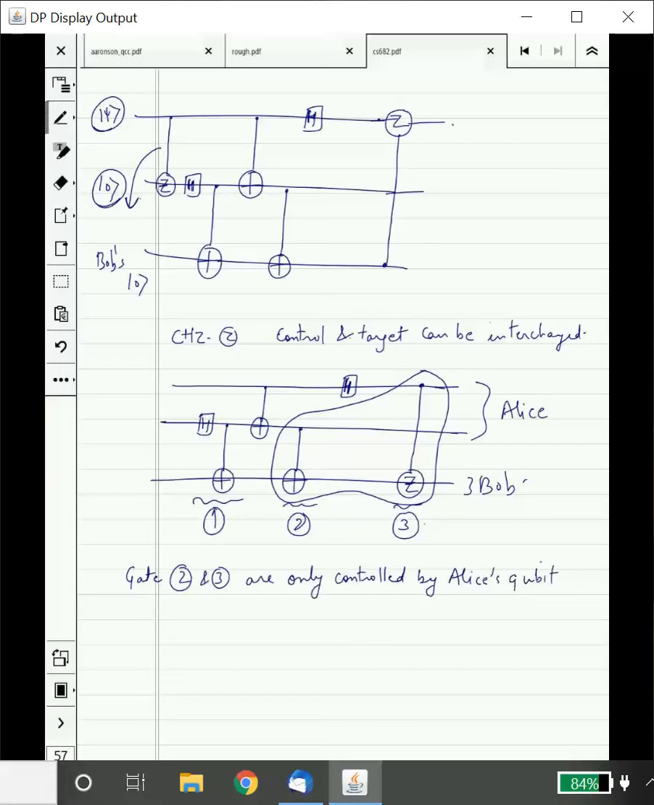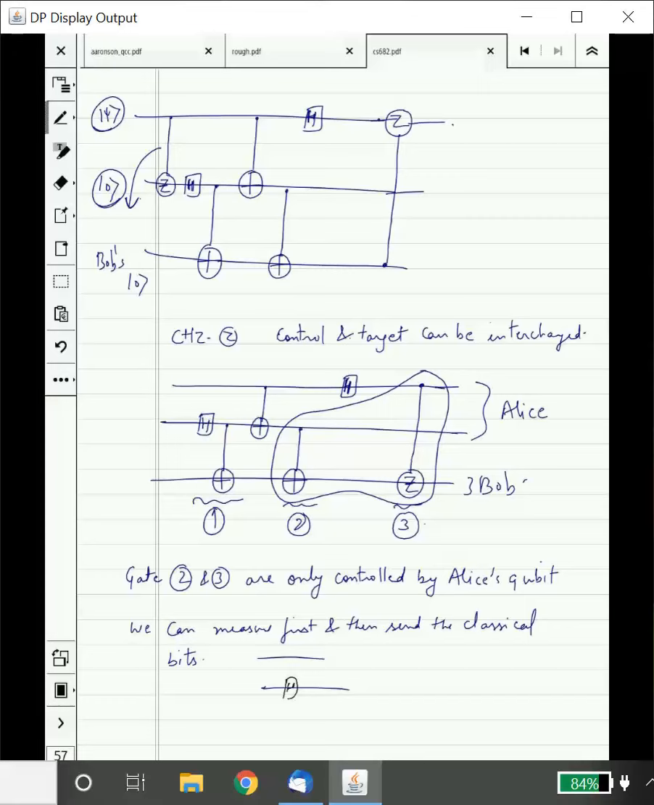Instead of using a control, we can measure first and then send the classical bits. That will turn out to be equivalent. So I can transform these two gates simply by measuring the two qubits of Alice and sending that data to Bob. That gives rise to this circuit.